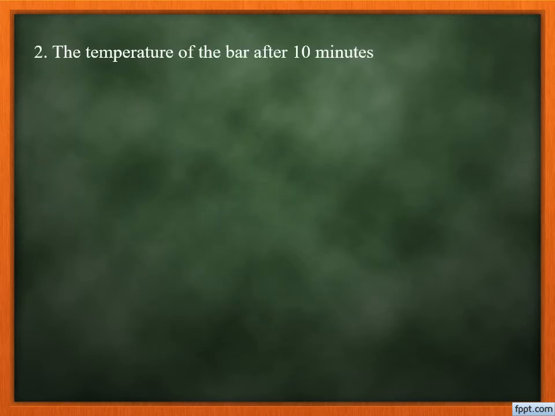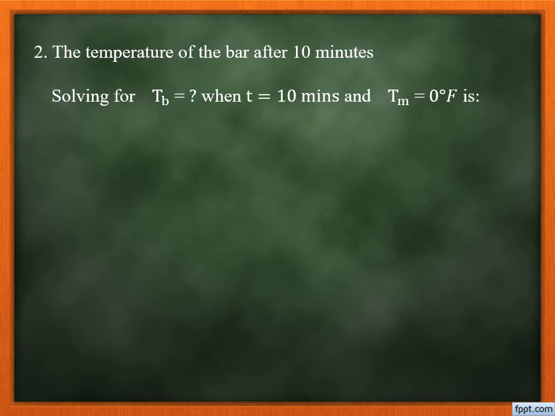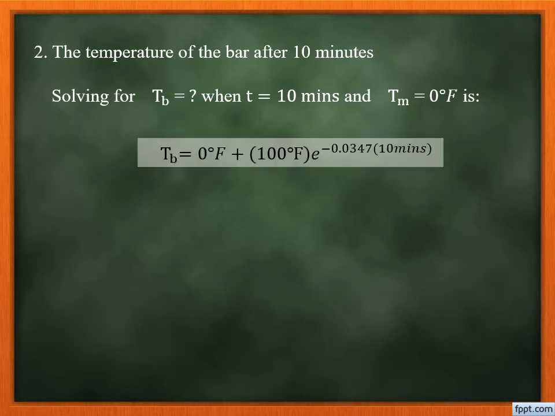The next problem is the temperature of the bar after 10 minutes. So T is equal to 10 minutes, and the temperature of our medium is equal to 0 degrees Fahrenheit. That will give us the equation that the temperature of the body is equal to 0 plus 100 degrees Fahrenheit times e raised to negative 0.0347 times 10. That will give us that the temperature of the metal bar is equal to 70.68 degrees Fahrenheit.